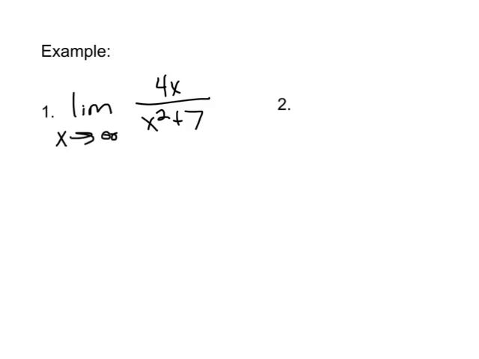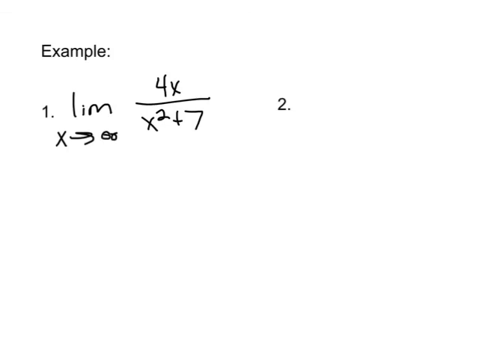So we will finish by talking about a couple of examples. Here's the first one. X is approaching infinity. I have 4x over x squared plus 7. Instead of dividing every term by the highest degree term, we're just going to look at the ratio of leading terms. So the degree of the numerator is first. The degree of the denominator is second. First degree over second degree. That means the denominator is bigger, and the limit of that function is going to be 0.